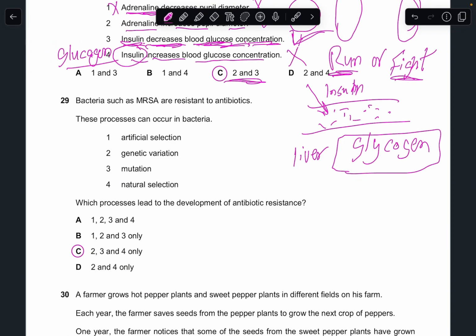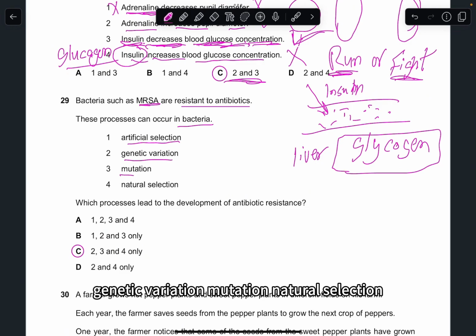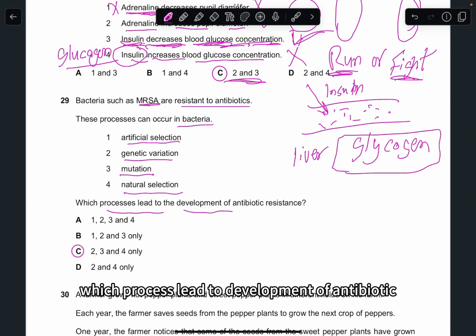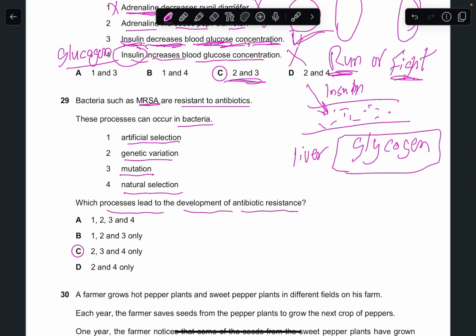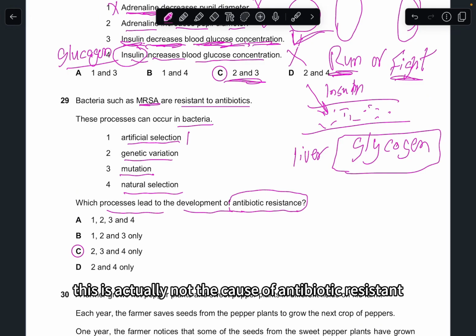The next question is about bacteria, MRSA, and their resistance to antibiotics. These processes can occur in bacteria: artificial selection, genetic variation, mutation, natural selection. The question they ask you is, which process leads to the development of antibiotic resistance? When we take too much antibiotic, our resistance increases. So artificial selection is actually not a cause of antibiotic resistance.